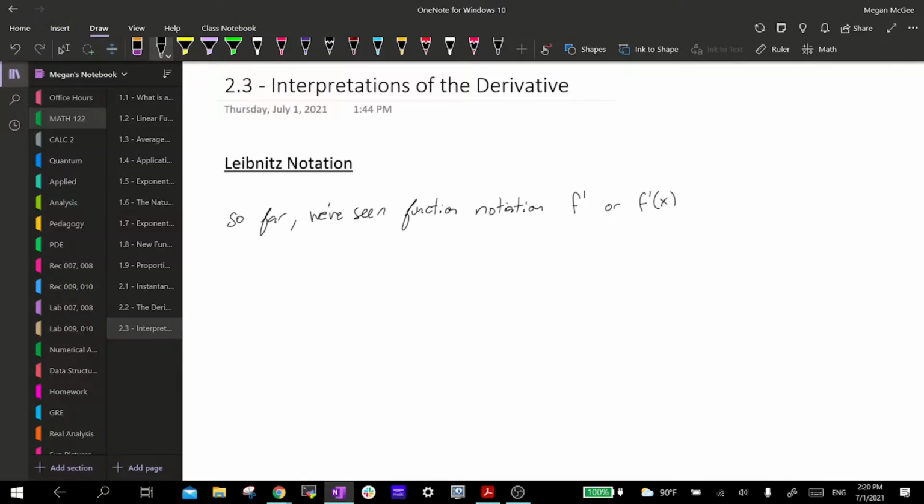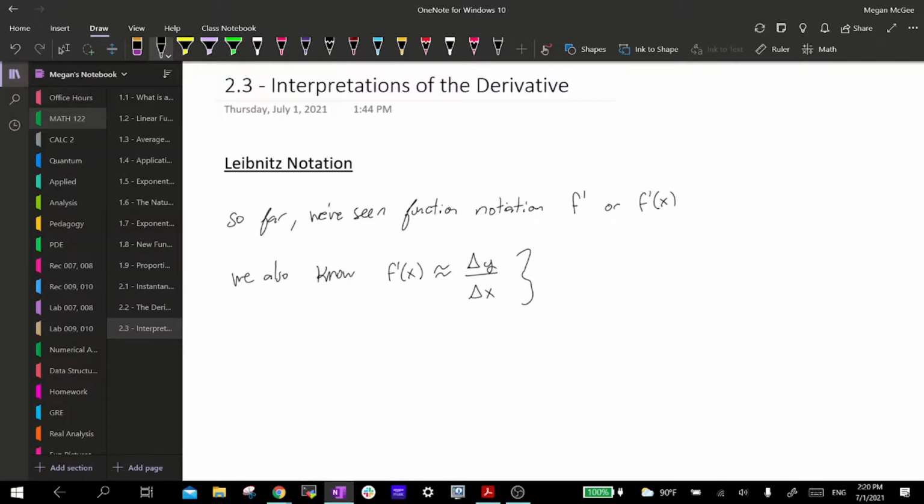We also know that the derivative is approximated by the average rate of change over a small interval. We also know that the derivative f prime of x is approximately our change in y over our change in x, right? So Leibniz notation is meant to remind us of this approximation.